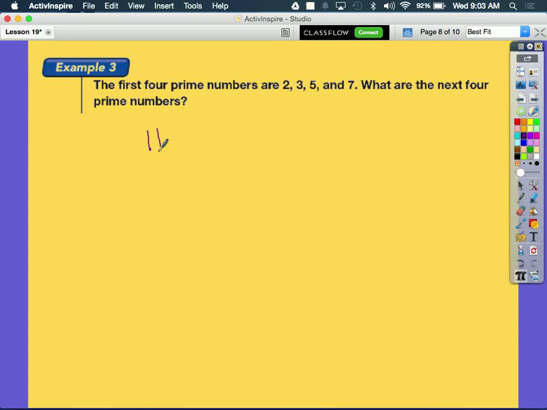How about 12? 12 is even. Any even number is not going to be prime because 2 automatically goes into it. Okay, so we're just going to start skipping over the even numbers. 13. 13 is a prime number. How about 15? Well, 3 and 5 go into 15. So let's try 17. 17 is a prime number. 19 is also a prime number. Okay, so our next 4 are 11, 13, 17, 19. So remember, all these have just 1 and itself as a factor. It doesn't have any other number.